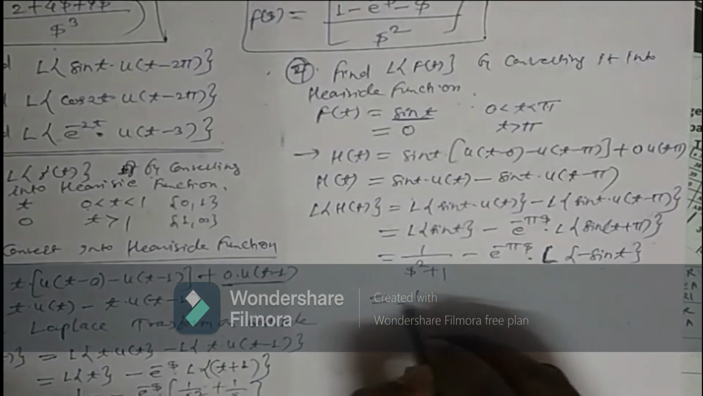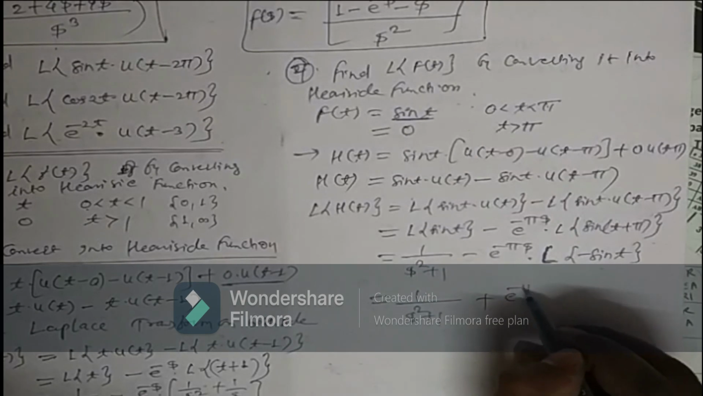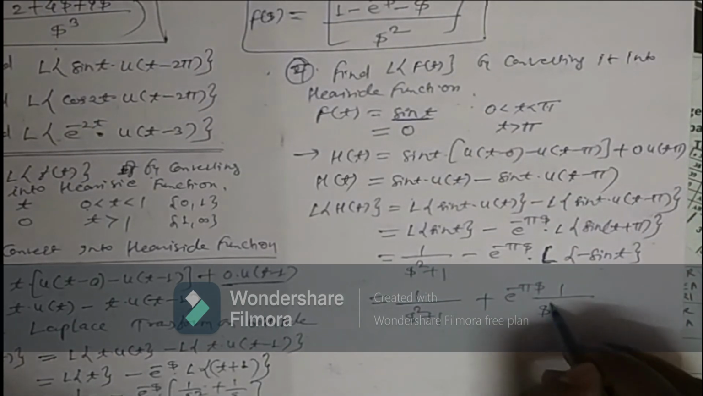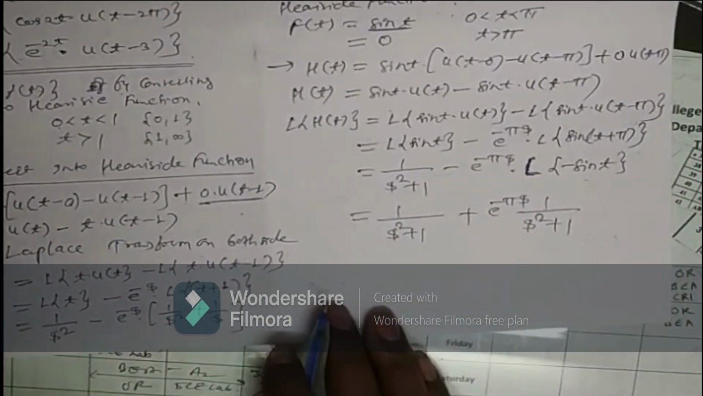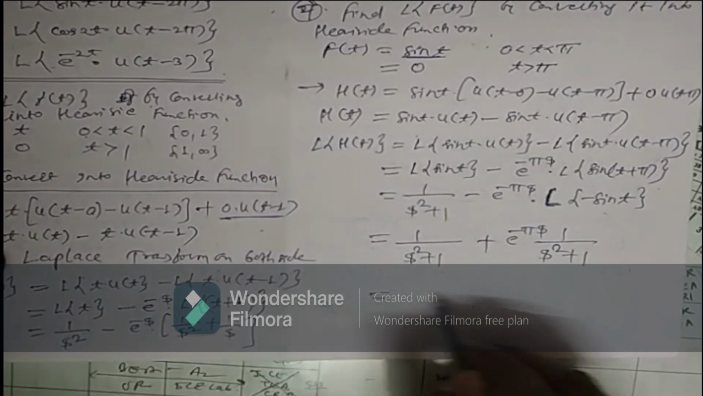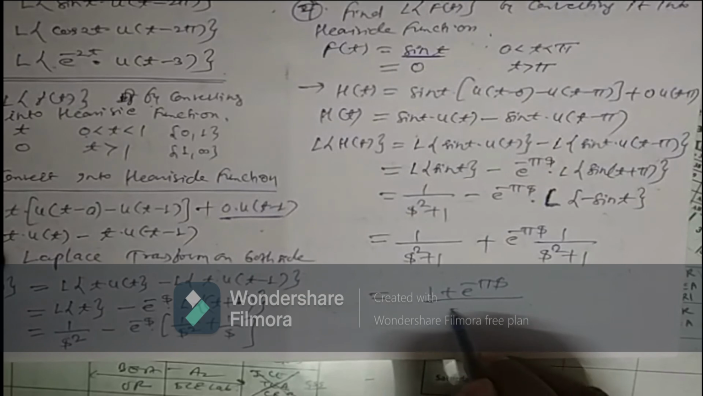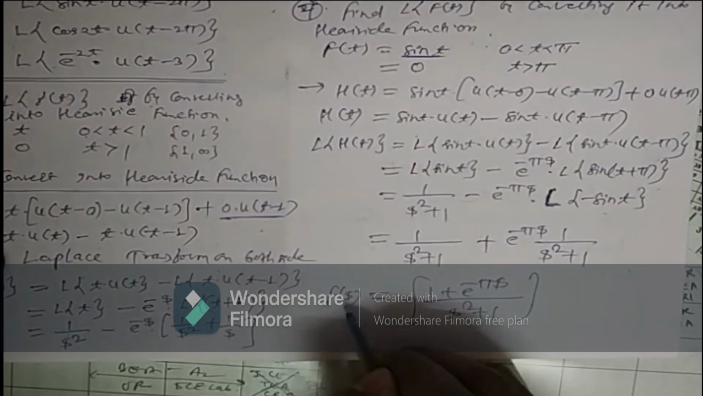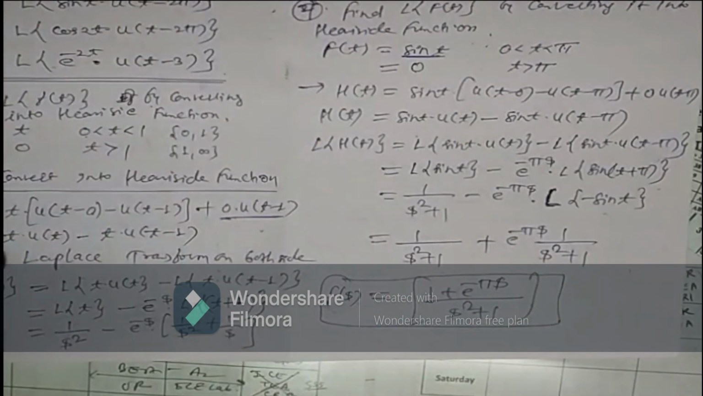That is equal to 1 upon s square plus 1, minus minus plus, e raised to minus pi s into Laplace transform of sin t, which is 1 upon s square plus 1. And finally this denominator is common here, so taking it common, 1 plus e raised to minus pi s upon s square plus 1. This is the answer. Okay, so in this way we can solve the examples on Heaviside unit step function.